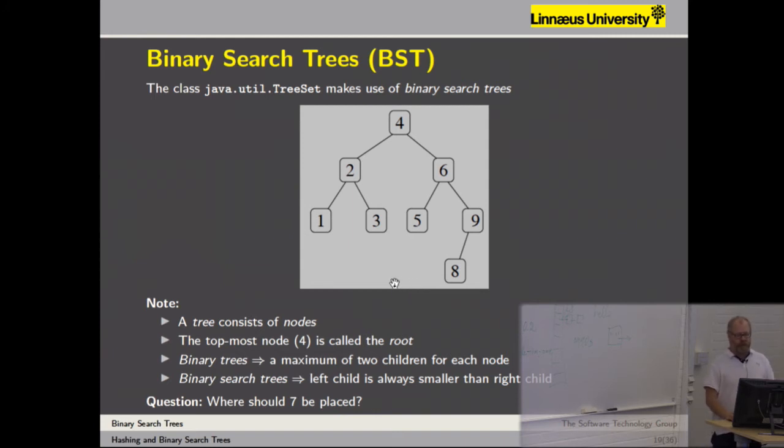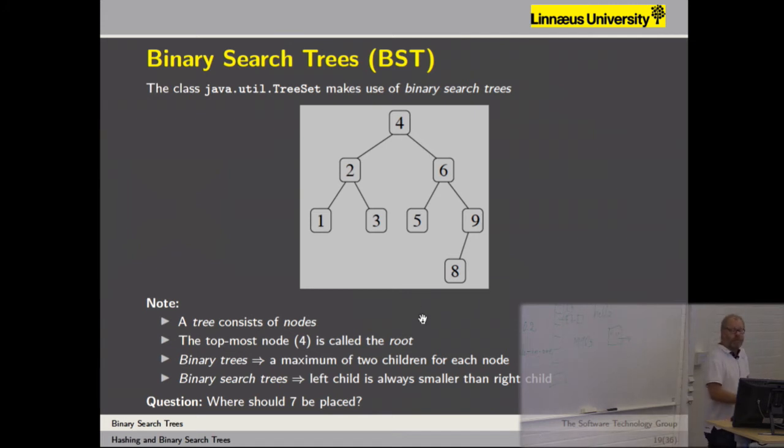Where should I put an element? You should always start in the root. Everything starts in the root, and then you compare it with this element. We would like to insert 7 now. Is it smaller than 4? Then I should go left. If it's larger, then I go right. So 7 here is larger, I go right. It is larger than 6, I go right. Is it smaller or larger than 9? Smaller, I go left. Is it smaller or larger than 8? It's smaller, I go left. And I add it here.